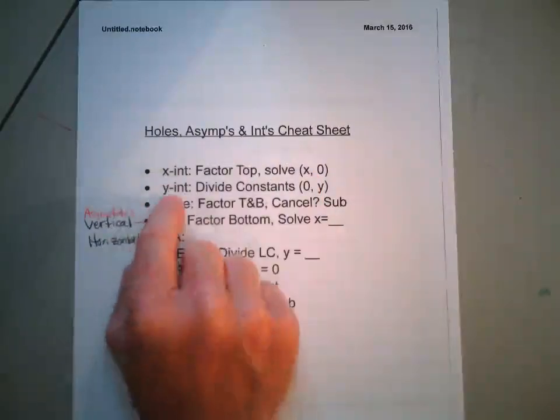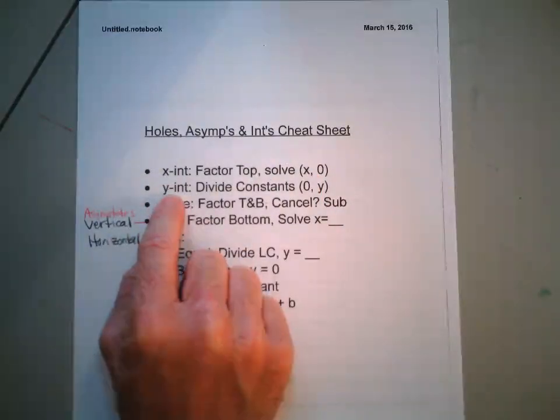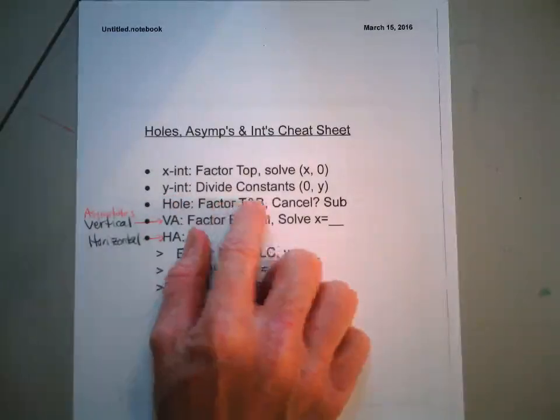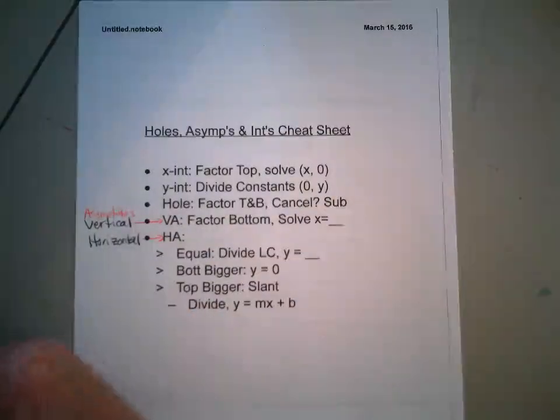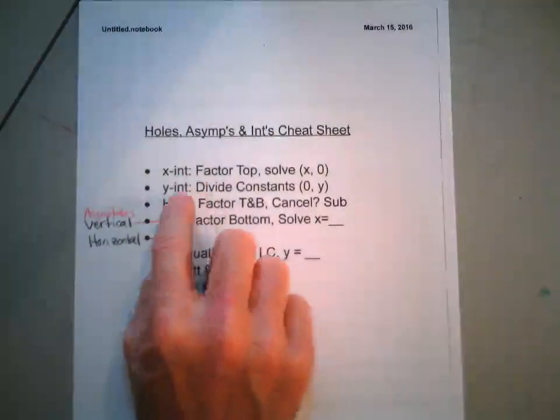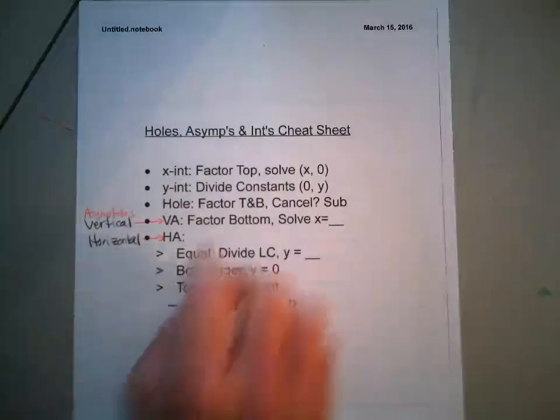The second thing that I'll go through is finding the y-intercept, which is dividing the constants. So at the end of each polynomial, you have that number that doesn't have a variable on it. Remember, that's the constant. And so that's where we're going to get our y-intercept from.